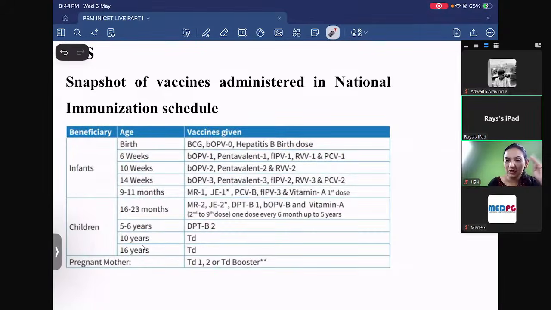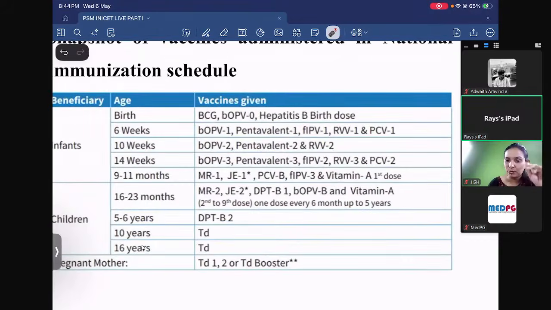Coming to the children. In infants and children, we have to give vaccines at particular different age groups. So at birth, you give something. At 6, 10, 14 weeks, you give vaccines. Then at 9 to 11 months, you have to give. Next comes 16 to 23 months. Then 5 years, 10 years, and 16 years. So this is the schedule. Which vaccines are given at which point of time? We'll study with the help of mnemonics. I'm going to start now.